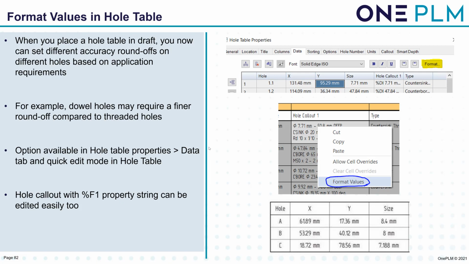Format values in hole tables. So when we've got a hole table, if we go into the hole table, we've got a right click option for format values. So we can go and show different round off for different holes. That means that depending on the hole tolerance level we need, we can go and change that round off if we need to, depending on the requirements of the actual models ourselves.